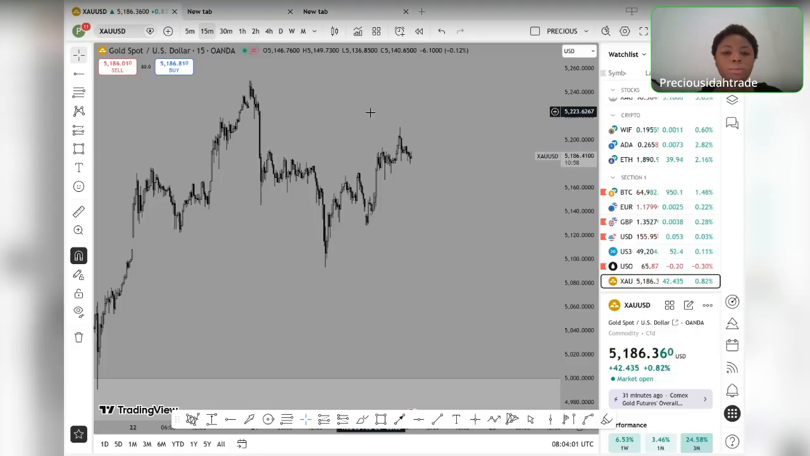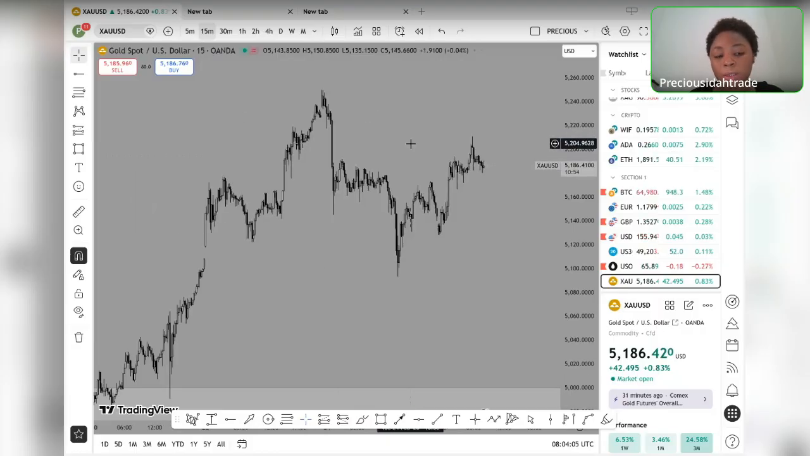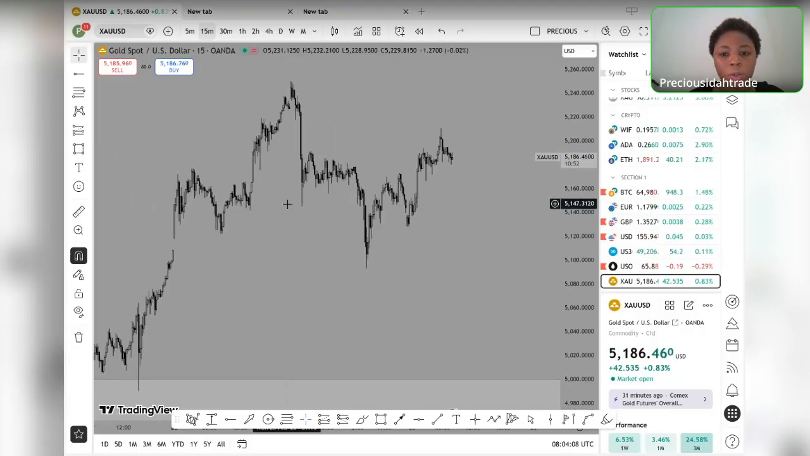Okay, so we are going to be doing top-down analysis on gold today. So we know the direction of price and where we can trade from, and take our next trade from. So let's go to the higher time frame. Let's go to the daily time frame.